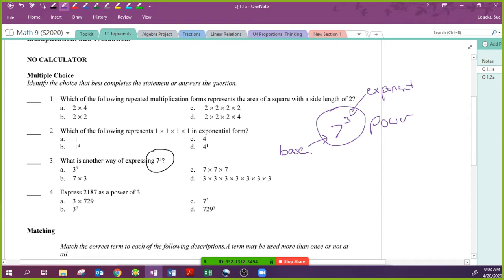But when we talk about something as a power of 3, that is 3 to the something. So the correct answer for this one is something as a power of 3 is this. Okay? So a power of 3 means that the base is 3. Okay? Does that make sense?